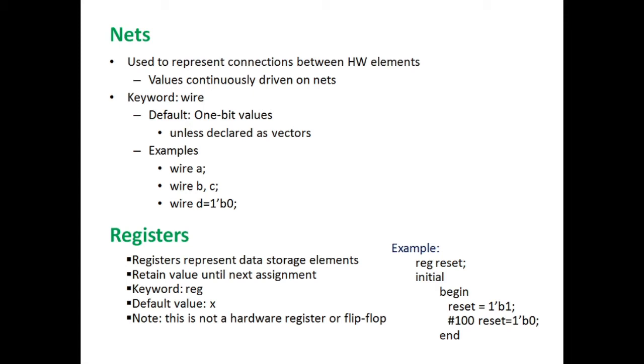So these nets are actually a 1-bit value by default, unless they are declared explicitly as vectors. By default it is a scalar quantity unless I define it explicitly as a vector. Okay, so what will be the default value of a net? The default value of a net is Z, that is high impedance.